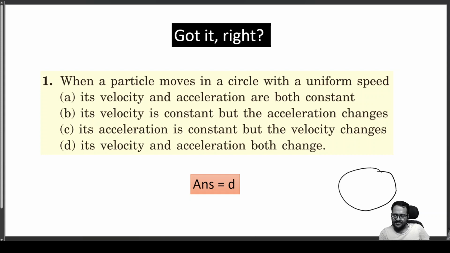If a particle is here, its acceleration is omega square r in this direction, and if a particle is here, its acceleration is omega square r in this direction. So acceleration of course changes. It is the direction of acceleration which changes.